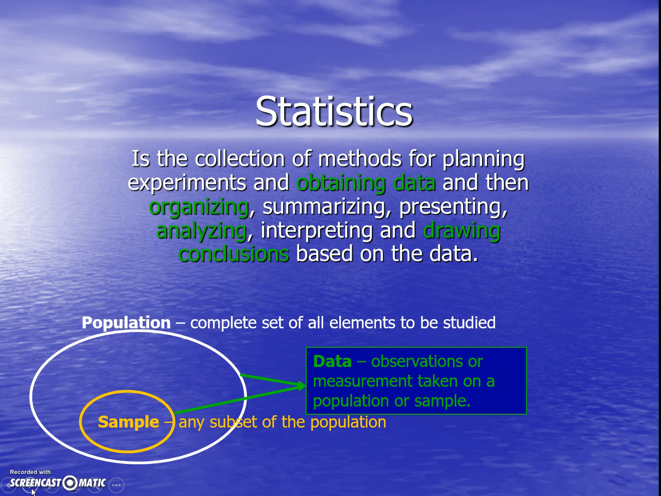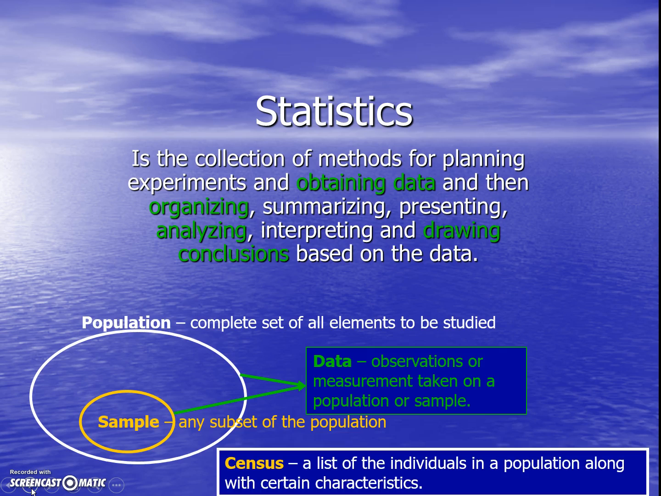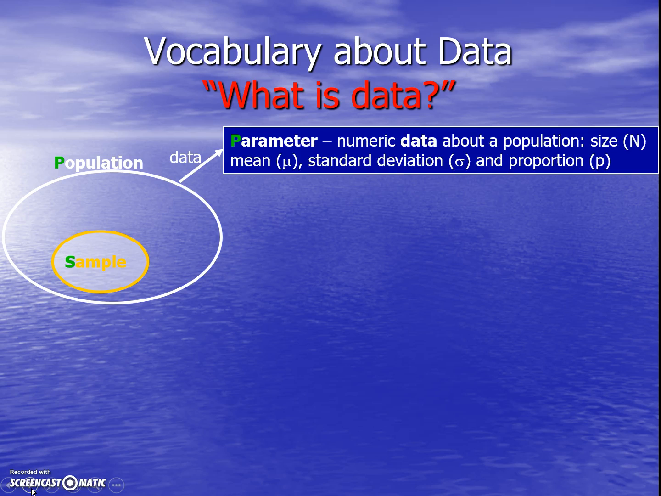Data is the observations or measurements taken on either a population or a sample. And then a census is a list of the individuals in a population along with certain characteristics. And what is data? Population, sample. From a population, we call the data the parameter, numeric data about a population.